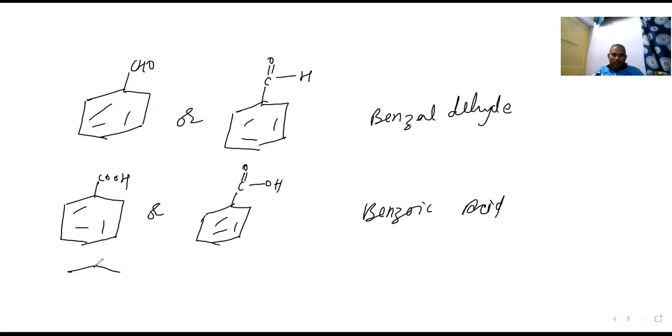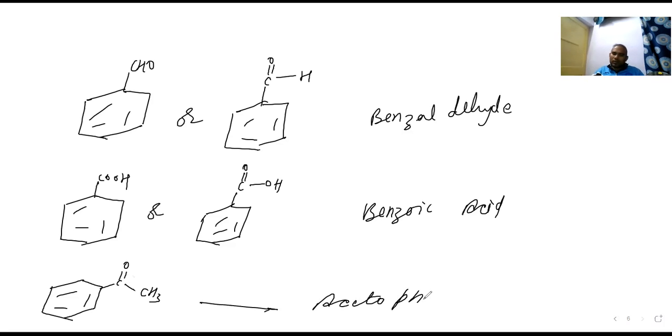Here, if you are going for this one, one more name will come. Let me write it a little better way. If I am having a benzene ring and over it I am having C double bond O, CH3, its name is acetophenone. Acetophenone. This is its name, right?